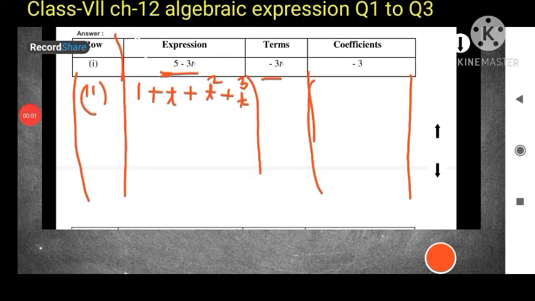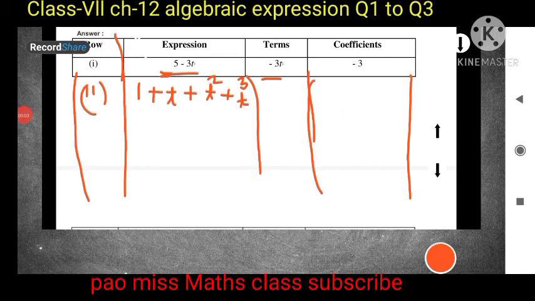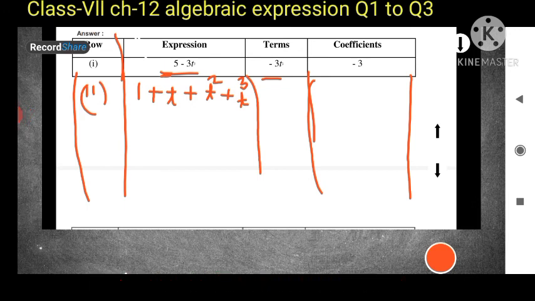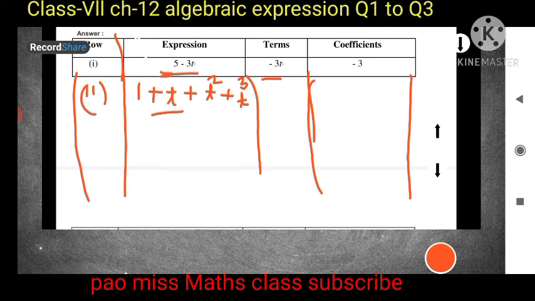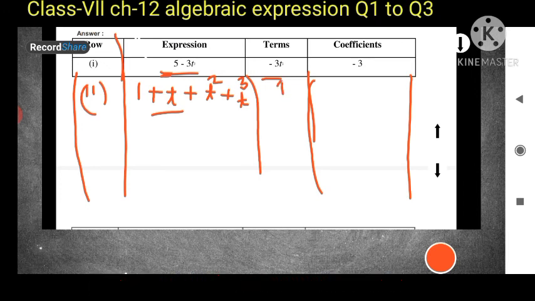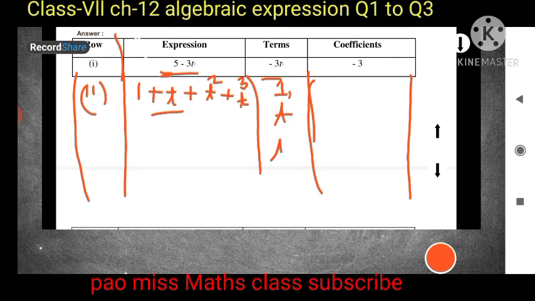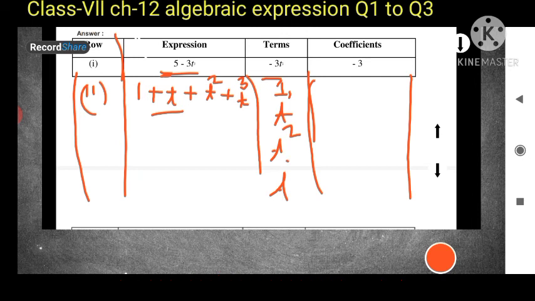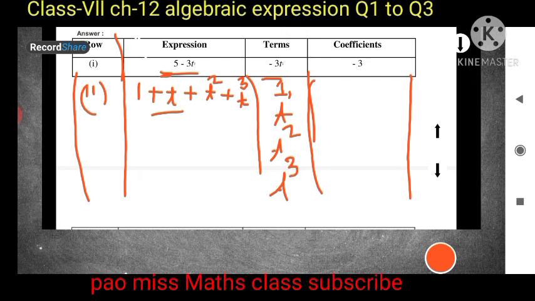Now another question is given. What was the next one? The second expression is given: 1 plus t plus t square plus t to the power 3, isn't it? So this is the expression and we have to write the terms. So how many terms are there? There are 1, 2, 3, 4 terms, isn't it? So the first term is 1, then the second will be t, then t square, then t to the power 3, isn't it? These are the terms. Now again we have to write the coefficients.